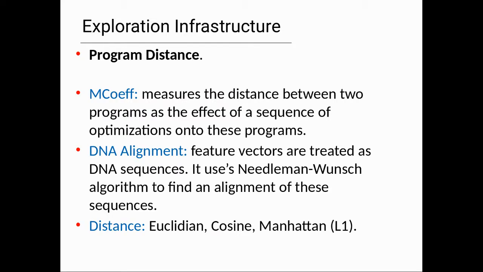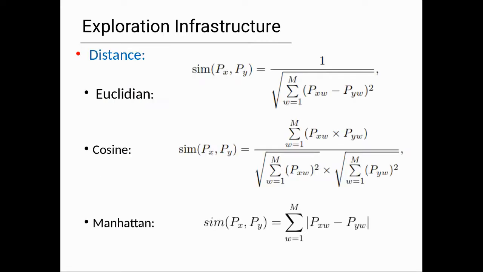YaCoS also calculates the well-known Euclidean, Cosine, and Manhattan norms. Here we can see how these norms are computable, where px and py represent the numerical feature vectors of the sequences x and y respectively, applied to the program P. A compilation strategy determines which optimization sequences are applied onto the unknown program.